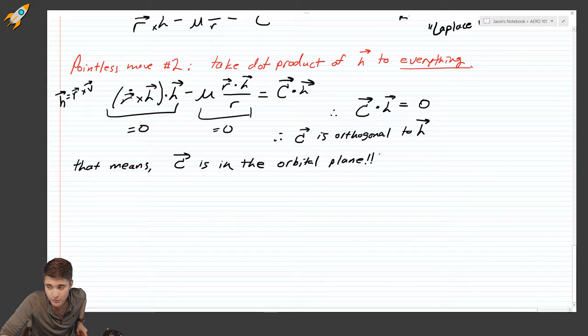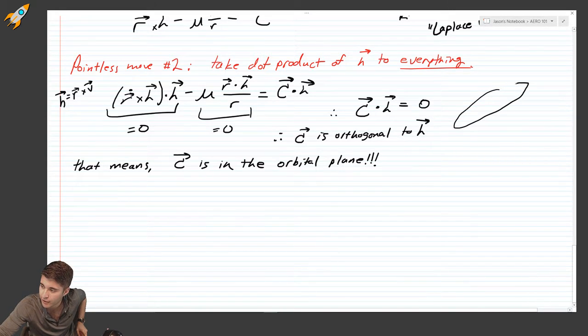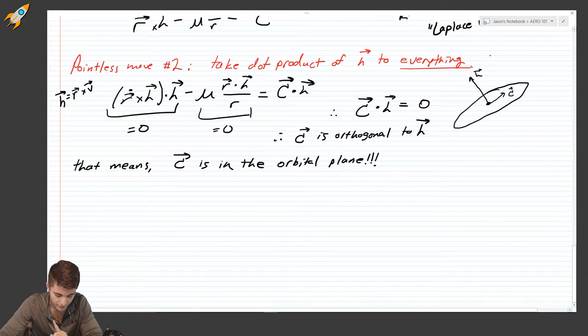That's awesome, right? We've got something really powerful now, okay? We know that this random vector of integration that we came across happens to be in the orbital plane somewhere, because c dot h is 0, and h is exactly perpendicular to the orbital plane. If this is your orbit right here, then h is popping right out of the orbit, perpendicular, which means that c is somewhere in the plane of the orbit. That's what that's telling you right there. That's some really cool knowledge, okay?